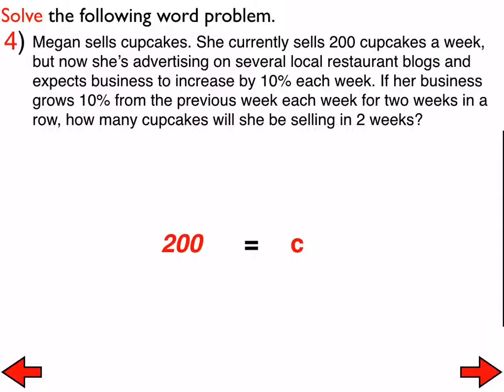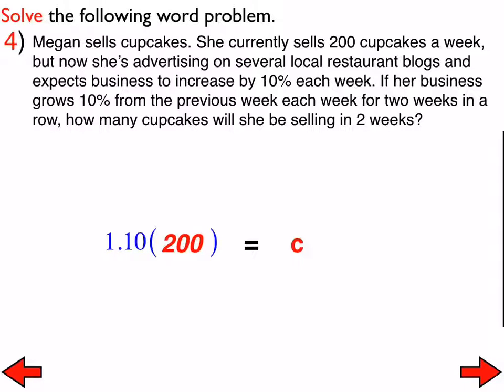In the homework, we have to use x. I'm using c in this one. And then it said the first of the 2 weeks, she increased her sales by 10%. If you're increasing 10%, that takes you to 110%. Which as a decimal is 1.1. So we're finding 110% of that 200.